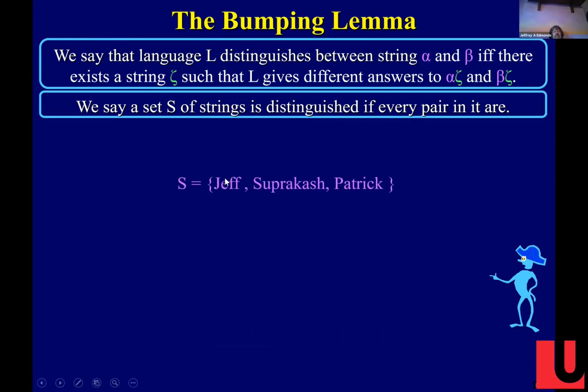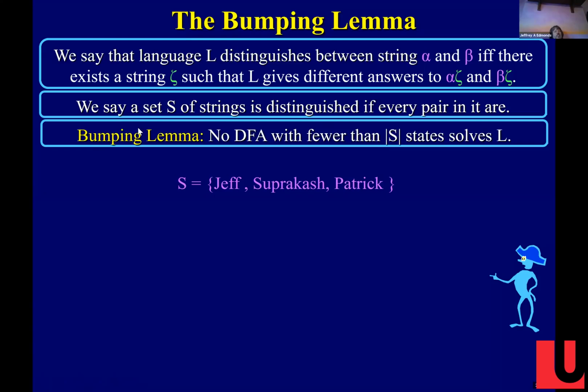Now, we want to get a whole set of strings that are distinguished by our language. Here's a set of first names. Jeff, Supercash, and Patrick are three first names, and each pair of them is distinguished, right? We know that Jeff and Supercash were distinguished by the last name Eric. Maybe Jeff and Patrick are distinguished by a different string, and Supercash and Patrick by a future zeta. Each pair might have a different zeta, but each pair is distinguished.